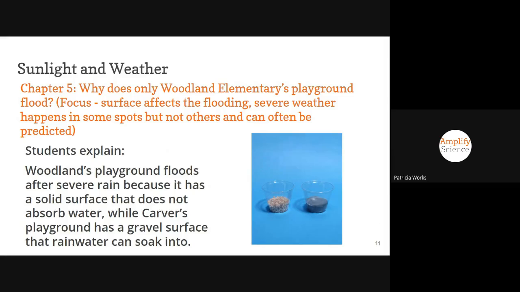They analyze the data from their investigations with the models to explain that Woodland's playground floods after severe rain because it has a solid surface that does not absorb water, while Carver's playground has a gravel surface that rainwater can soak into. Looking at cause and effect relationships and patterns in data throughout the unit helps students make sense of observations and helps them make predictions.